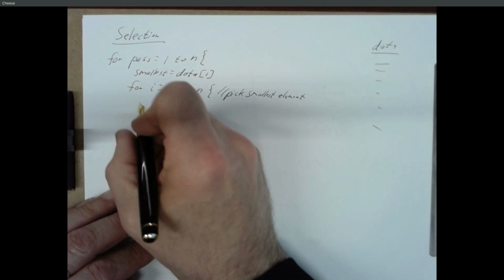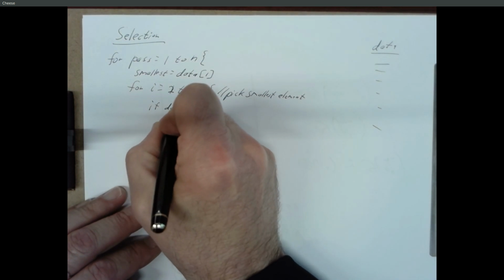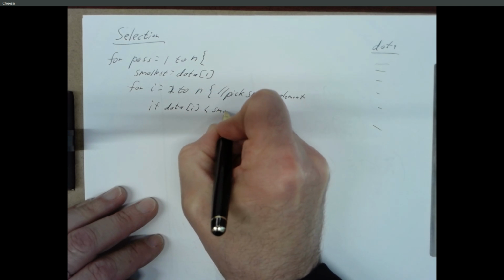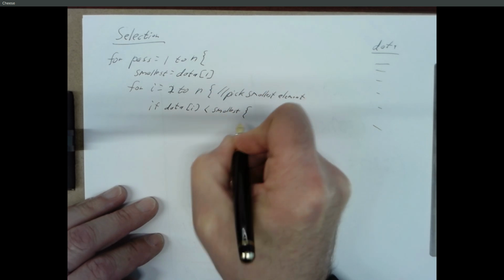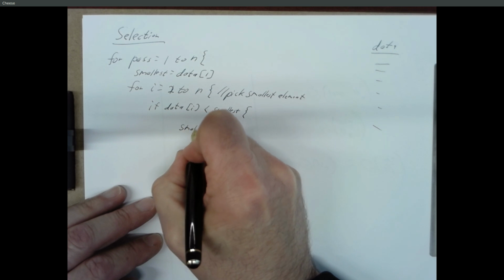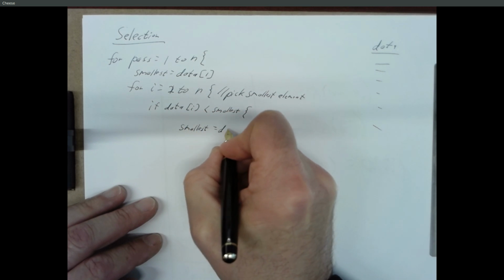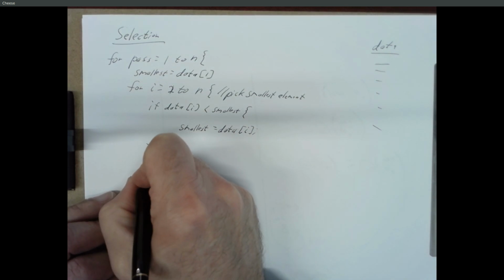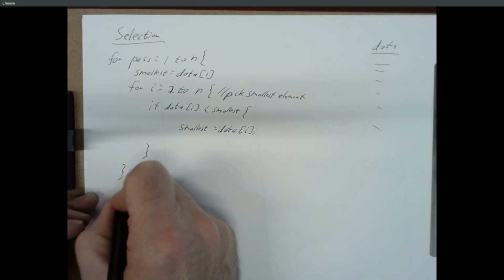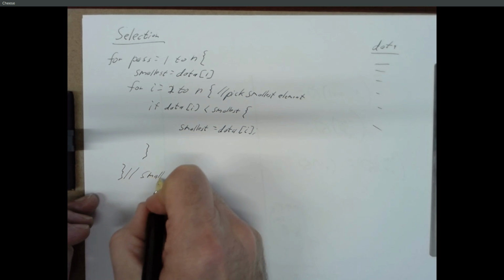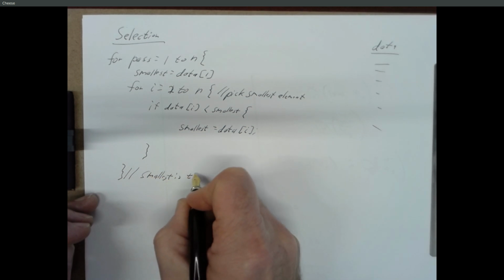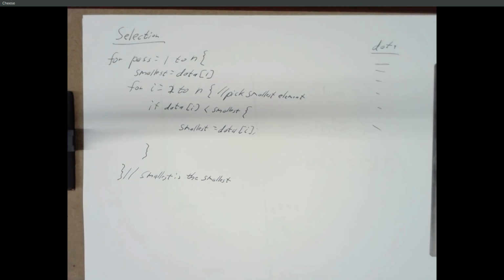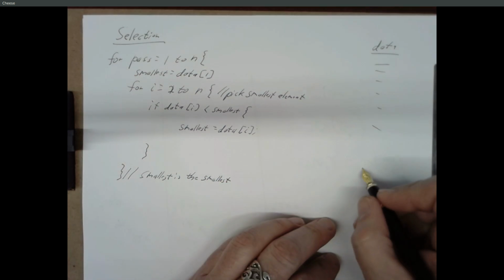So go through all the other elements, and if data index I is less than smallest, then we've got a new smallest. And when we're done, smallest is the smallest. So add that to our output.